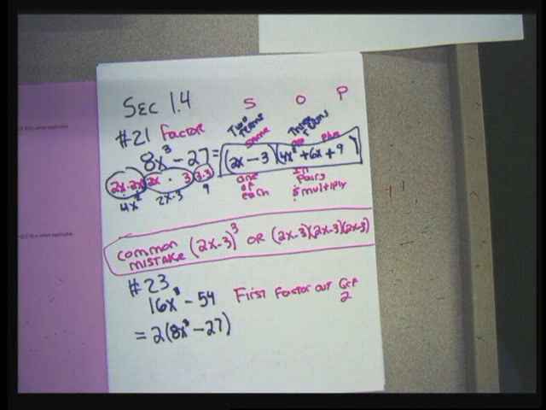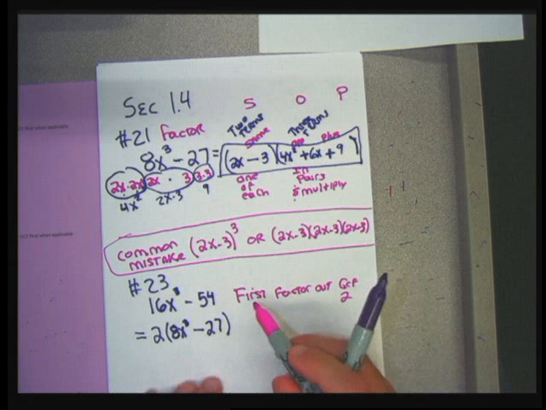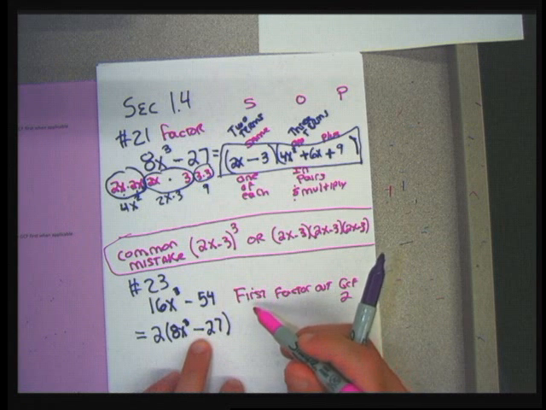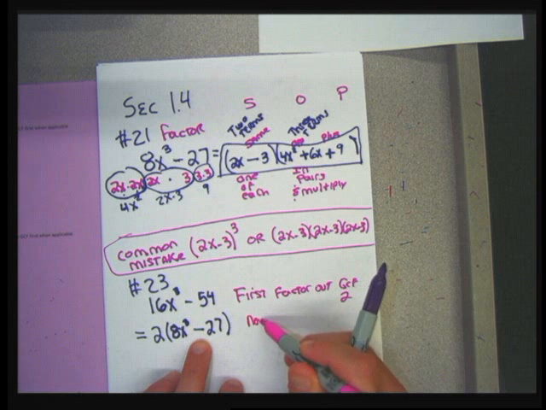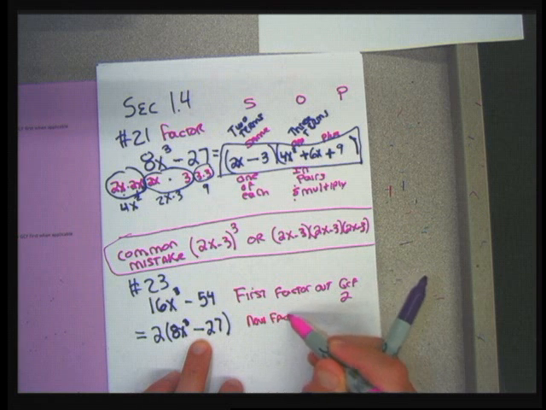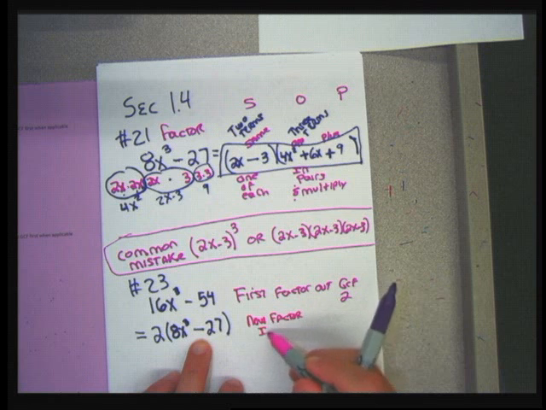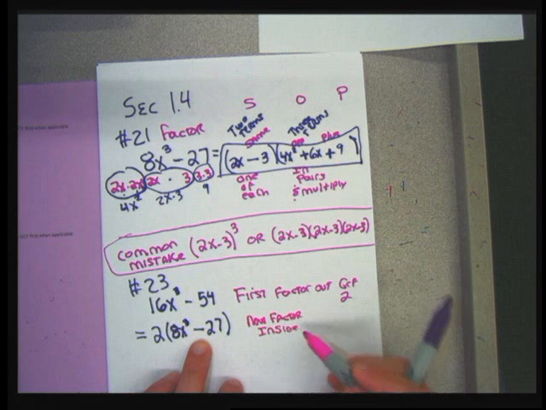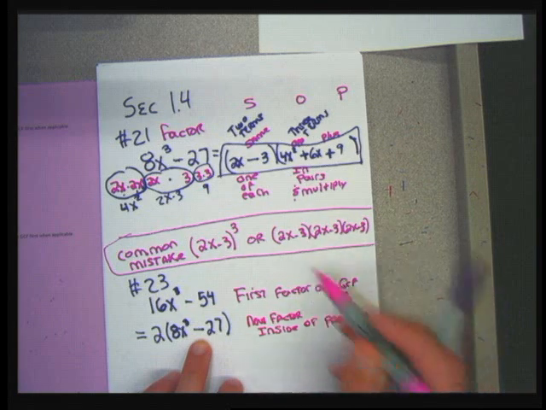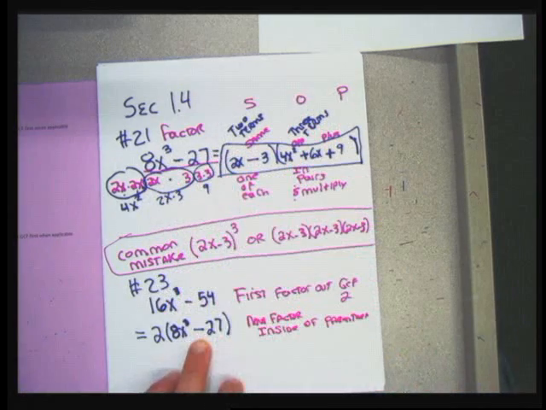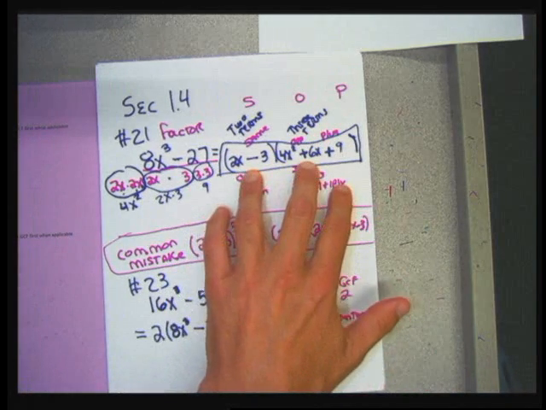So this is the beginning of the factoring. Now I need to factor what's left in the parentheses. It's not always the case that what's left in the parentheses will factor, but that's the case here. So now I'm going to factor the inside of the parentheses. And the beautiful thing about this is that's exactly the problem that I just factored. So this 8x cubed minus 27, I know exactly how that factors because I just factored it.